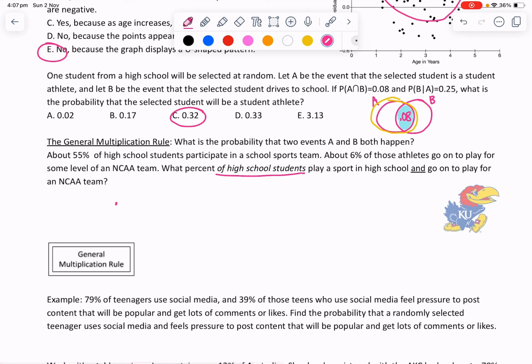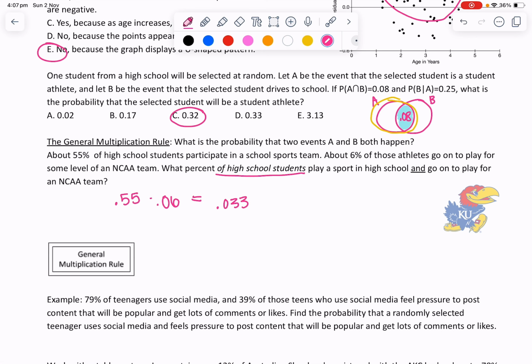So 55% of high school students are athletes, and then another 6% of those go on to play for an NCAA team. So it's 6% of that 55%, which is 0.033, 3.3%. So it's 6% of the athletes play in college, but 3.3% of the whole high school play in college.